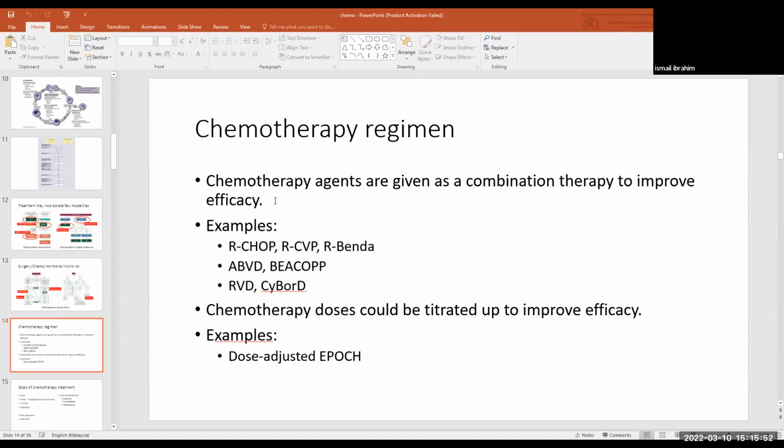At the same time, there is dose adjustment. Some chemotherapies are designed so that we need to increase the dose to improve their efficacy. The ones that we use a lot here are dose-adjusted EPOCH or R-EPOCH, or even BEACOPP. There's another regimen called escalated BEACOPP, where you increase the dose of chemotherapy to the max dose. If the patient cannot tolerate it, then you start tapering down. So that's why we call it a chemotherapy regimen.